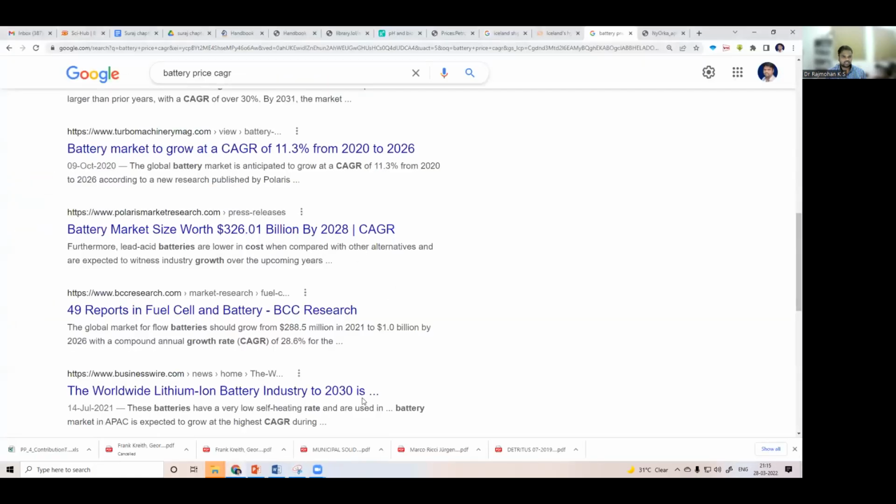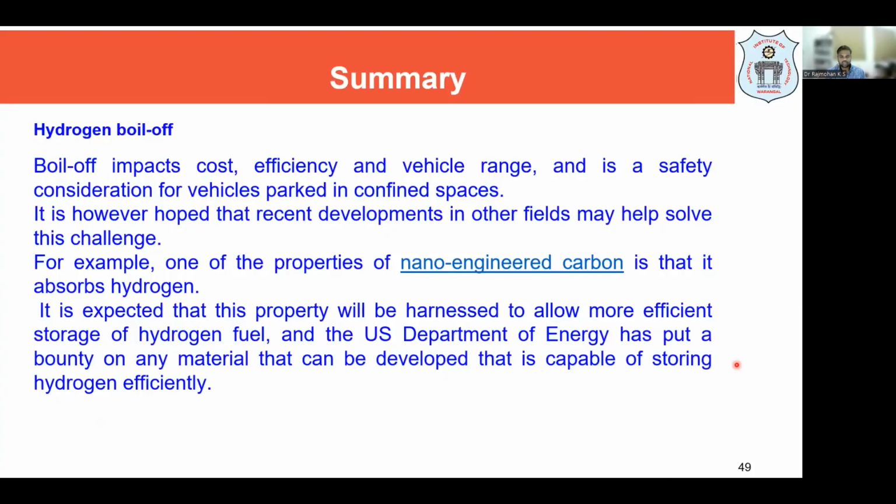Okay, so what are the challenges in introducing hydrogen-based vehicles into the commercial market? It impacts cost, efficiency, and vehicle range, and there is a safety consideration for vehicles parked in confined spaces. It is however hoped that recent developments in other fields may help to solve this type of challenge. For example, one of the properties of nano-engineered carbon is that it will absorb hydrogen. It is expected that this property will be harnessed to allow more efficient storage of hydrogen fuel, and several governments, the US Department of Energy and the Indian government, are also putting a lot of effort into developing such materials which are capable of storing hydrogen more efficiently.